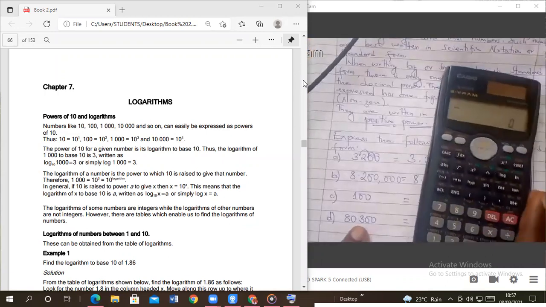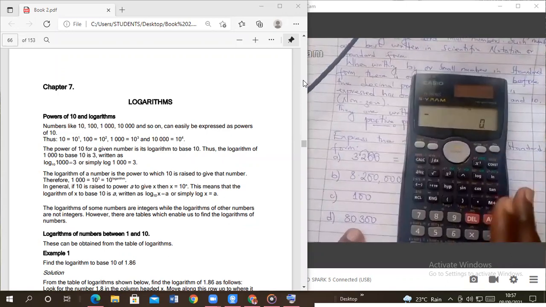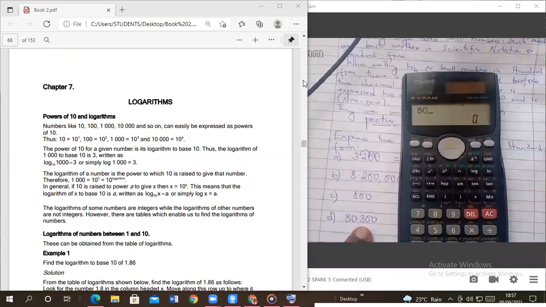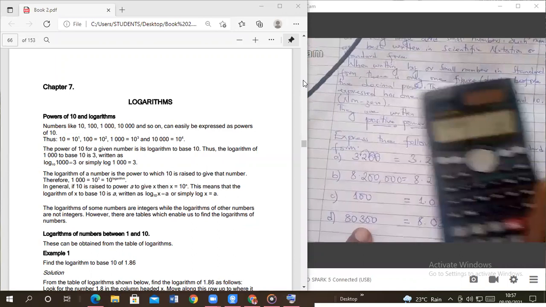I want to write 80,300 in standard form. Our answer here we got.